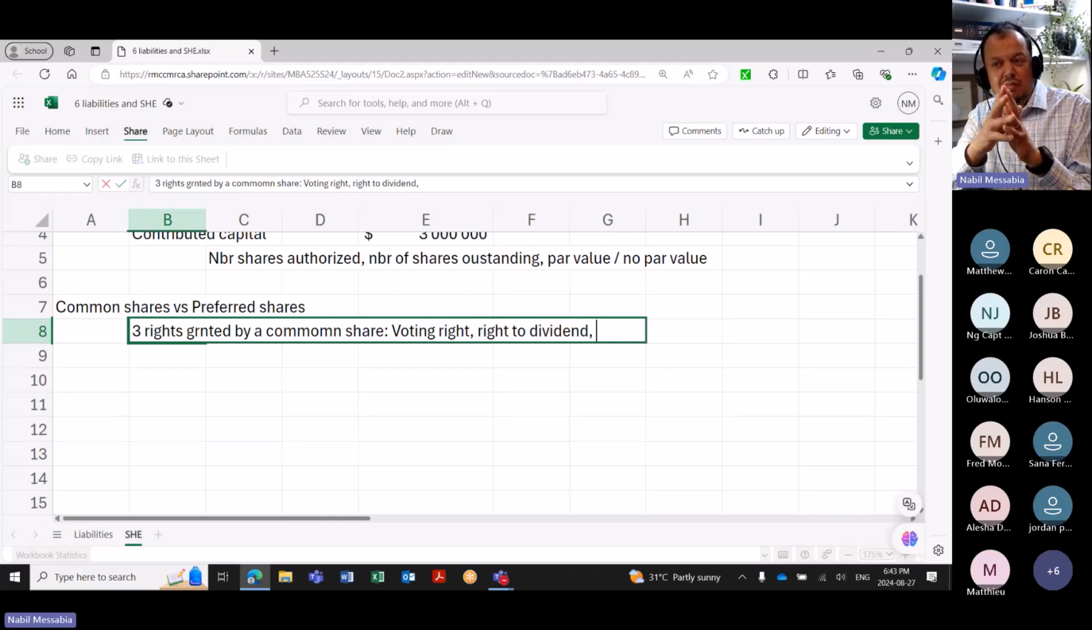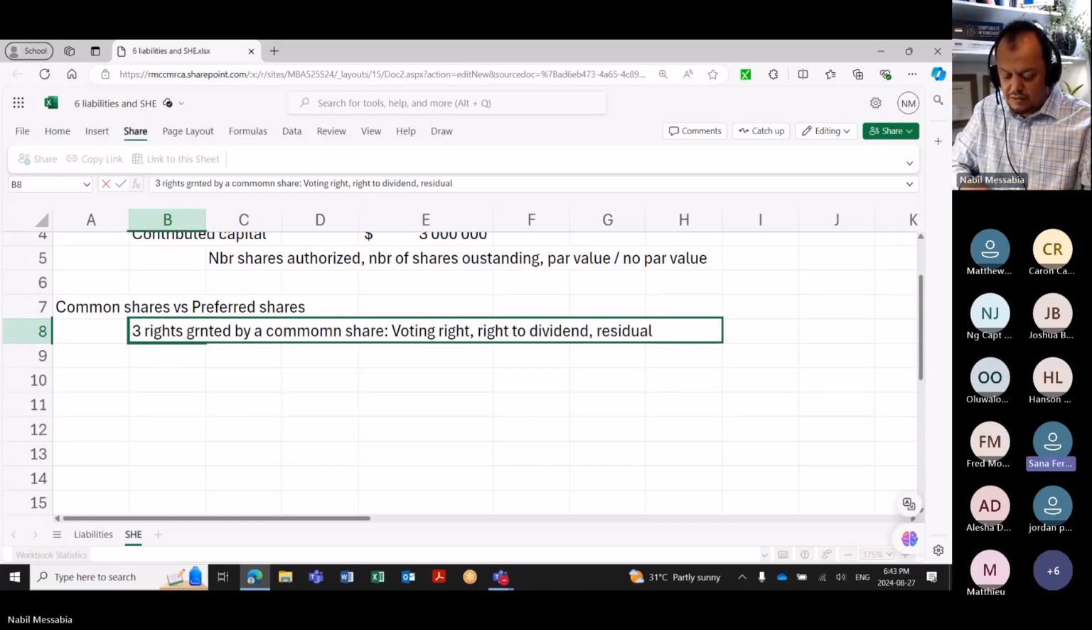I don't know, maybe they're referring to another thing, but the three fundamental rights granted by a common share are, as we said, the right to vote, the voting right, the right to dividend, and the third one is what we call the residual right.